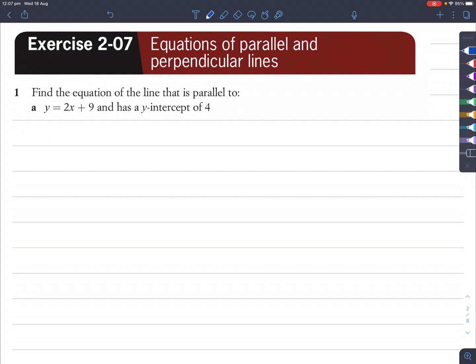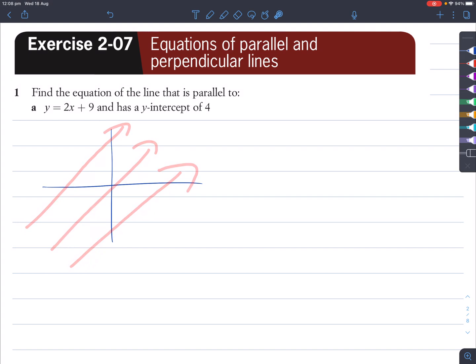Find the equation of the line that is parallel to y equals 2x plus 9, and has a y-intercept of 4. So in context, if I was to briefly sketch this out, which you don't really have to, the y-intercept was 9, and the gradient is 2. A gradient of 2 means it has to go upwards, so it's something that looks like this. But that line has to intersect at the number 9 on the y-axis. So it kind of looks like this. It's not fully drawn, but it looks like that.